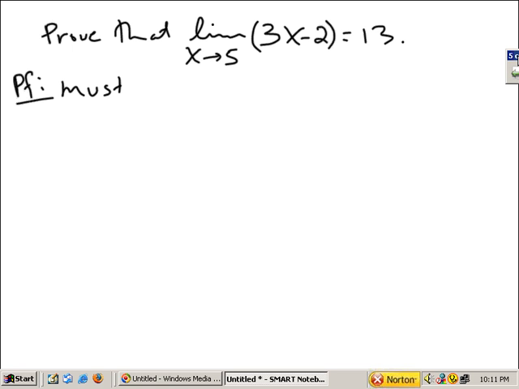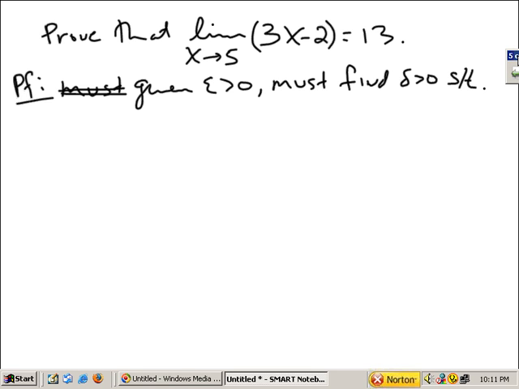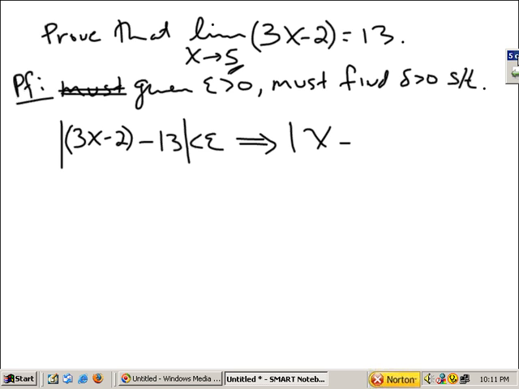You must show, and you have to write this. Given epsilon greater than 0, you must find a delta bigger than 0 such that the absolute value of f of x minus L, which is 13, is less than epsilon, guarantees, that means implies, that the absolute value of x minus c, which is 5, is less than delta.